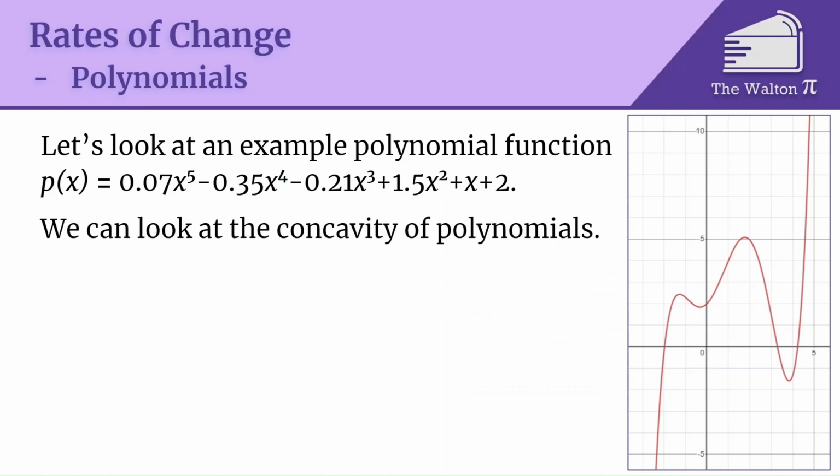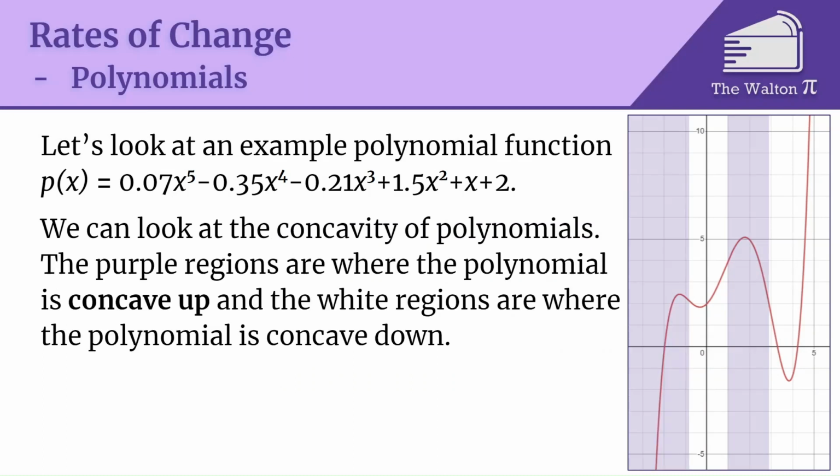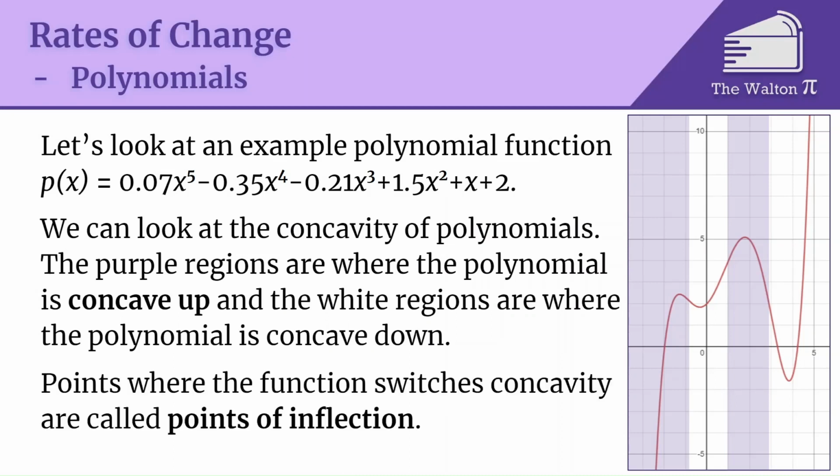We can also be looking at the concavity of polynomials. So I've now highlighted the regions where the polynomial is concave up in purple, and then the white regions are where the polynomial is concave down. We say that points where the function switches concavity, from concave up to concave down or vice versa, are called points of inflection. And so we have 3 of them here, highlighted in those little circles.